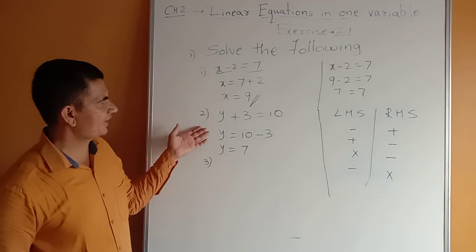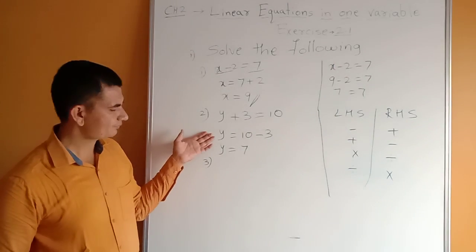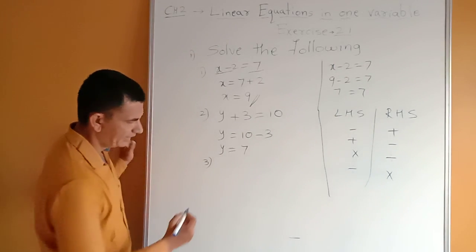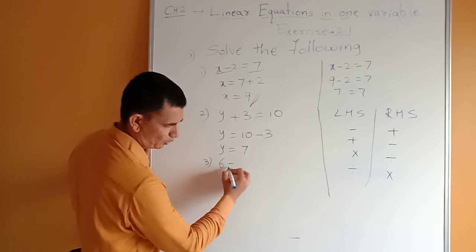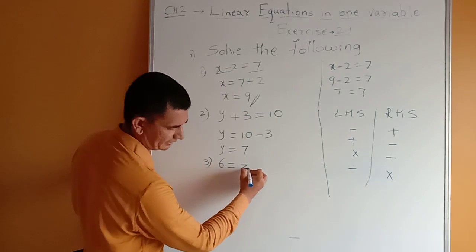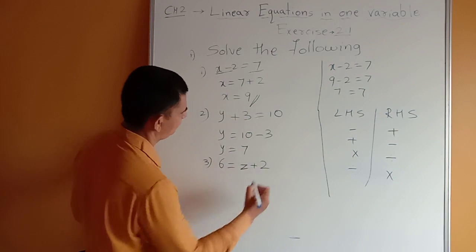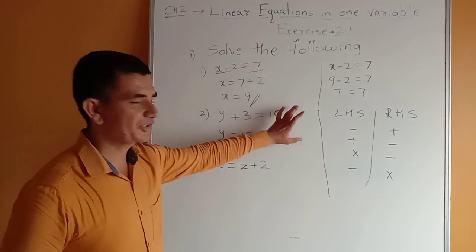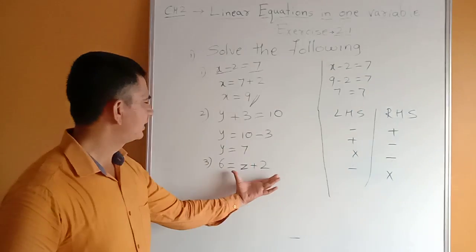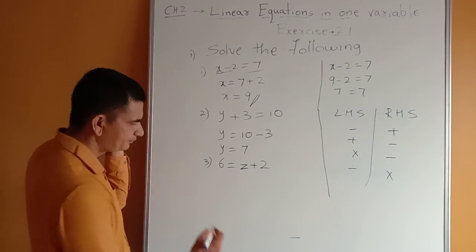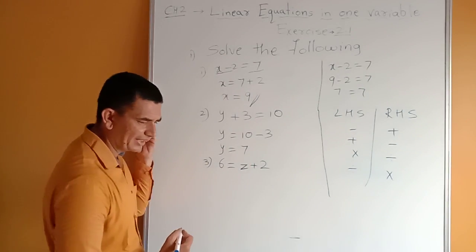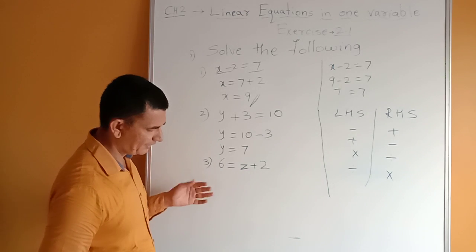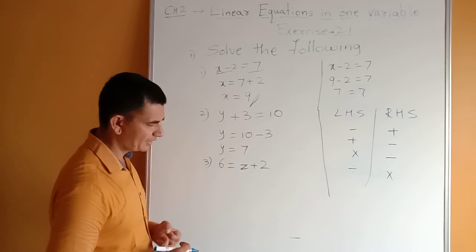The first and second are the same sums. Let us see question number 3, that is 6 is equals to z plus 2. This is a little bit changed from the first and second sum. So see here carefully. 6 as it is there. The question is 6 is equals to z plus 2.